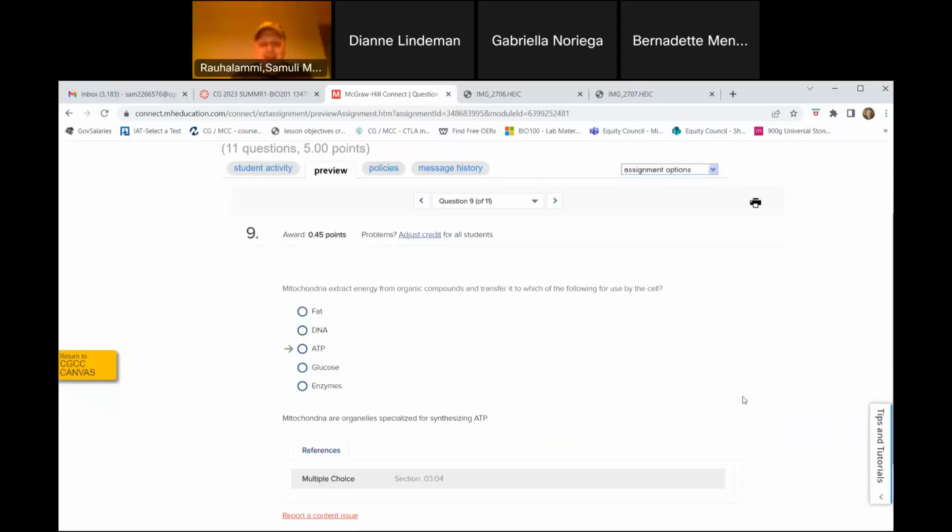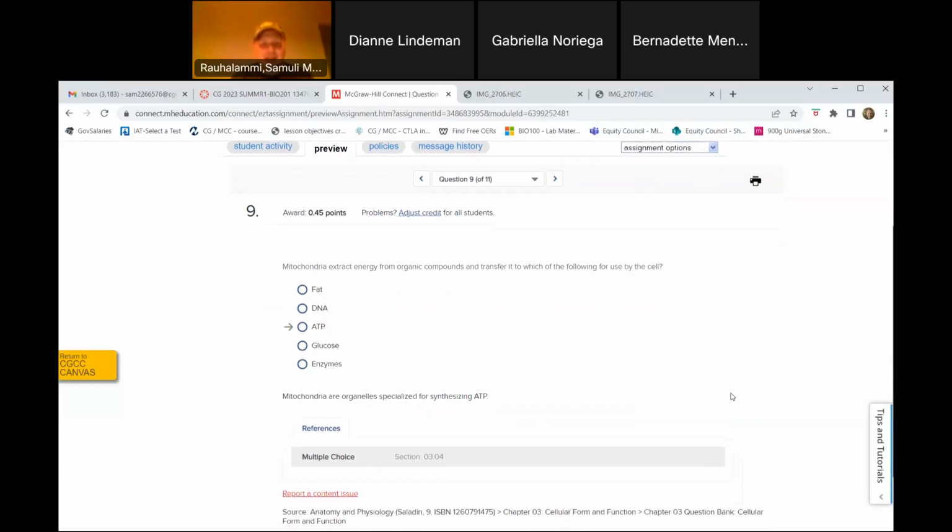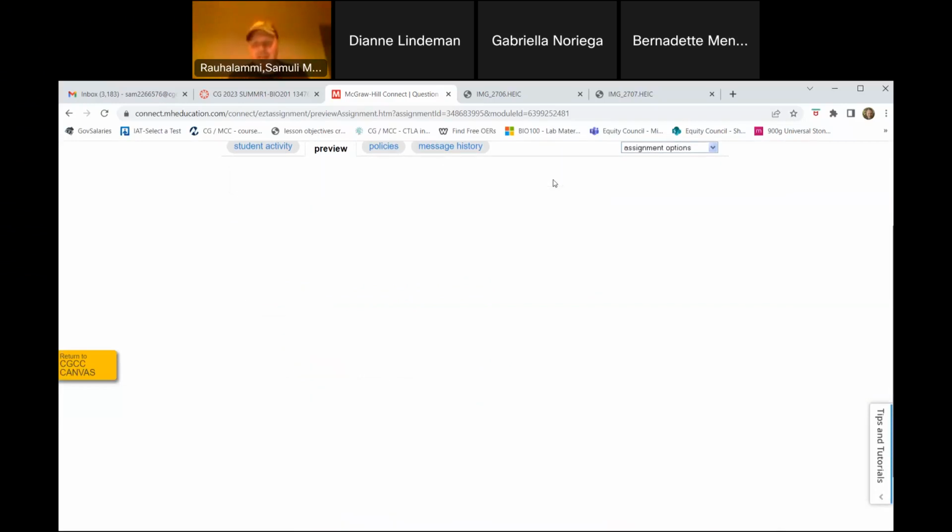So jumping back to our quiz again, the next question that we're going to see is asking about mitochondria. Mitochondria extract energy from organic compounds, so they convert sugars, convert sources of energy, and turn them into cellular energy currency, which was our ATP. So ATP is really what drives cellular processes. So the main job of mitochondria is to produce ATP.